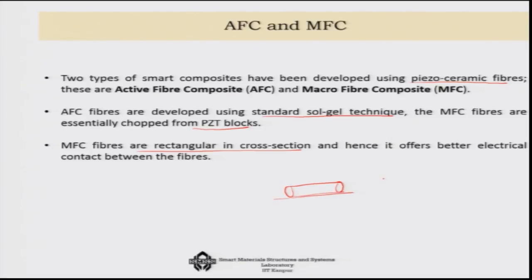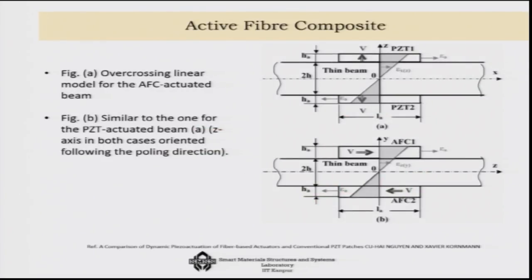On the other hand, if you get a rectangular block, then you are going to get a good contact area in the system. So, this is our MFC, and this is our AFC. That is the difference in terms of the geometry in the system. However, from the principle in which it works, it is somewhat similar. Here what we have tried to show you is that in figure A, you have a linear model for the AFC actuated beam, and we have compared it with the one for the PZT actuated beam, okay.